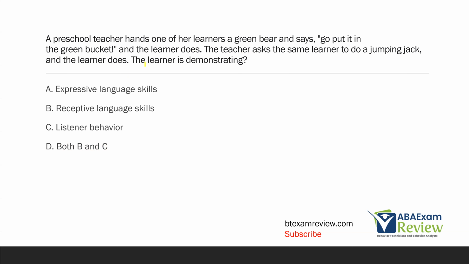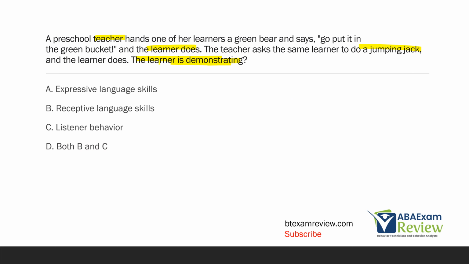Now we have two people in this situation: the teacher and the learner. Whose behavior are we looking at? We're looking at the learner. What is the learner demonstrating? Let's see. The teacher says, go put it in the green bucket. The learner complies. The teacher says, do a jumping jack. The learner complies. He's hearing what the teacher is asking them to do, and they're doing that. They're complying, or they're engaging in the behavior that was requested.